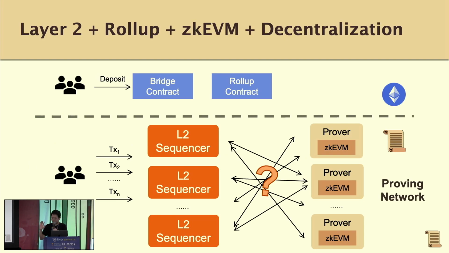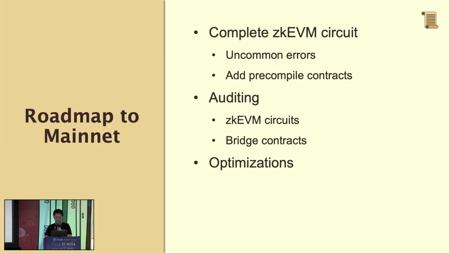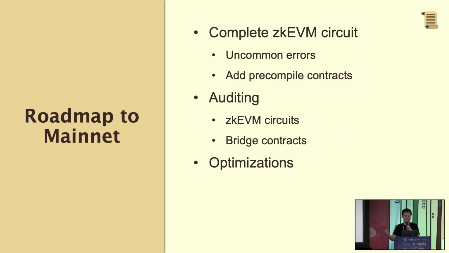Okay, so that's about all of the challenges we have. So what's our next step? I think we already have our alpha testnet, and the next step is to go to mainnet. We have some roadmap items that we need to finish before we go to mainnet. First of all, to be fully transparent, the zkEVM circuit we're running in the alpha testnet is not very complete. We are missing a few tiny things. One is that there are a few uncommon errors in the EVM we haven't fully constrained.